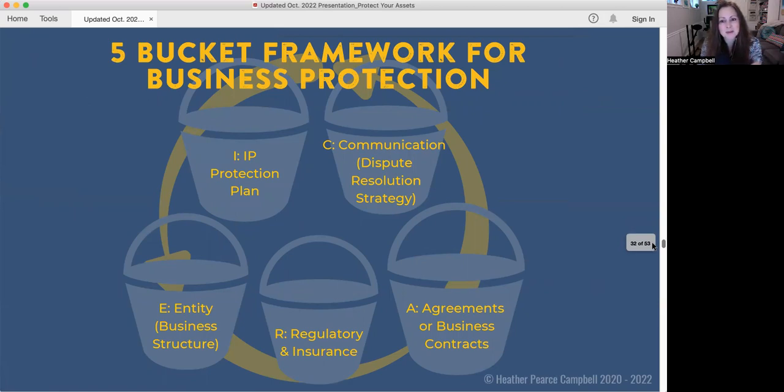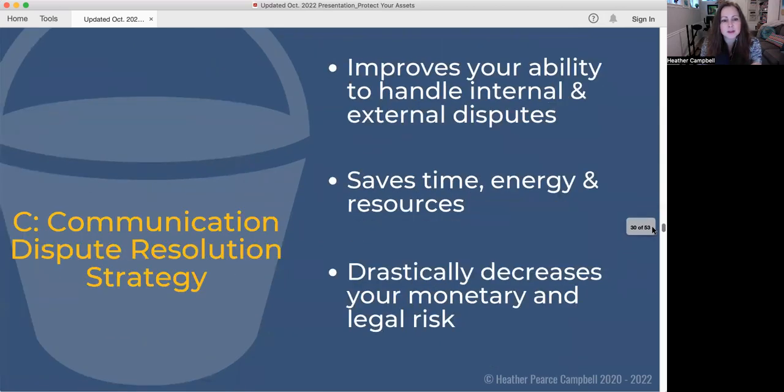Communication. Let's talk about the communication bucket. This could also be called the dispute resolution strategy bucket, right? And basically what this means, there's a lot of attorneys who don't teach on communication or dispute resolution strategy. And I just find that it's paramount to small business owners and entrepreneurs to understand this bucket and to really have support in up-leveling their skills in this bucket.